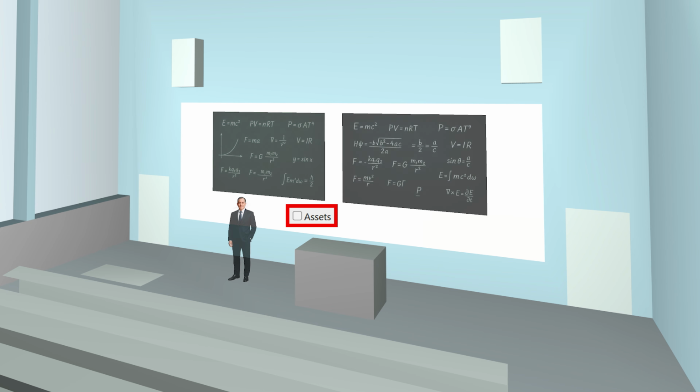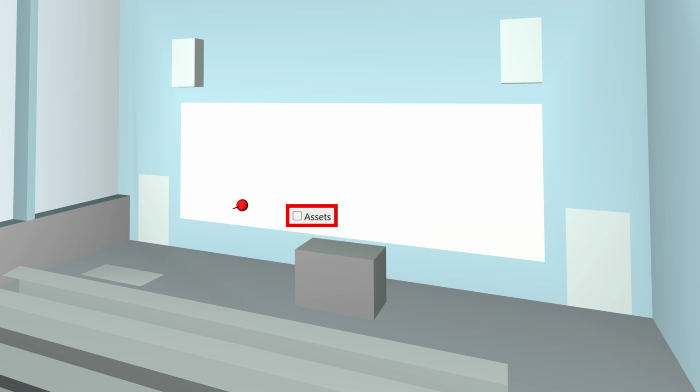We explain how to configure assets in a different video. If you disable assets, standalone assets will simply disappear, while assets assigned to sources and receivers will be replaced with a red or blue sphere respectively.